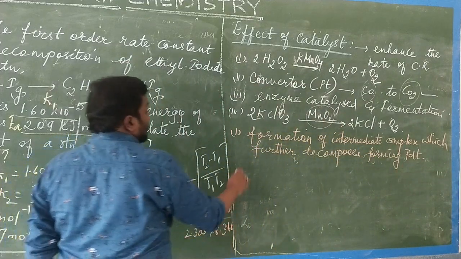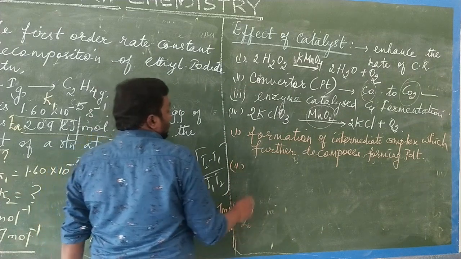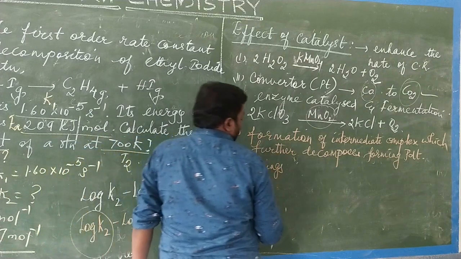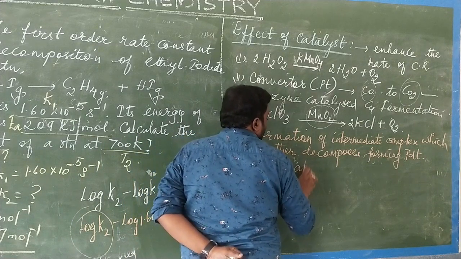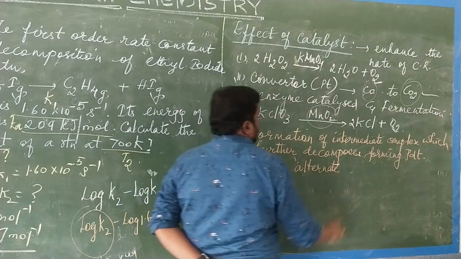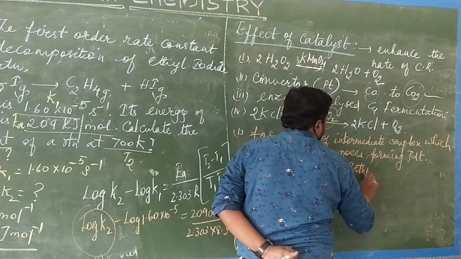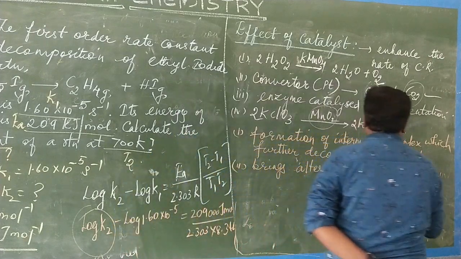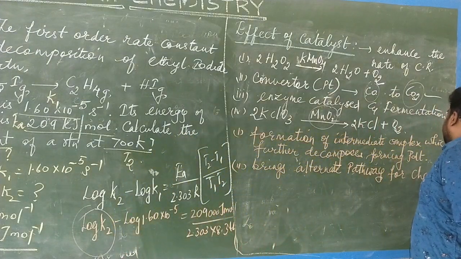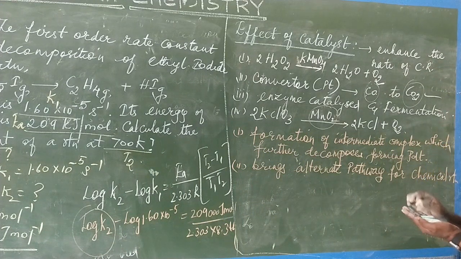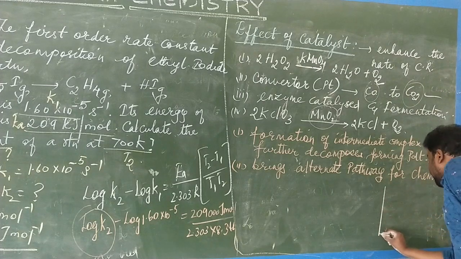Second one, this catalyst brings an alternate pathway, which brings the alternate pathway for the chemical reaction. Or graph. How the alternate pathway, we will see now. So the graph.